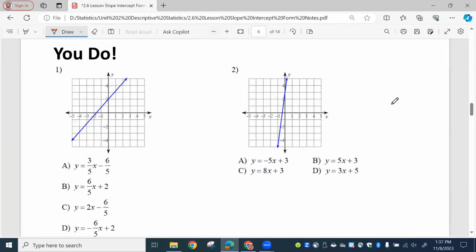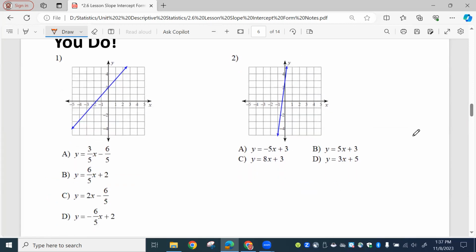So I want you to pause here and I want you to try these two. See if you can find the correct equation of the line. Then press play for the answers.